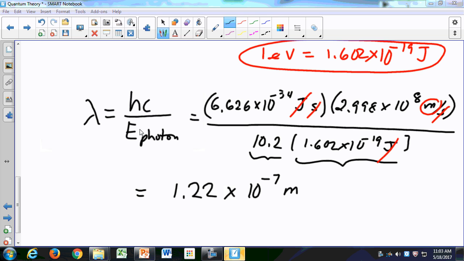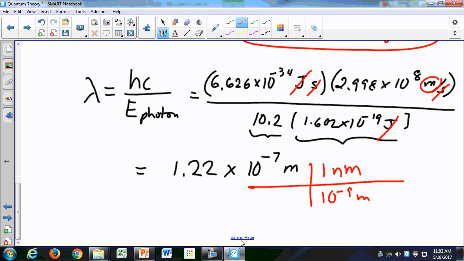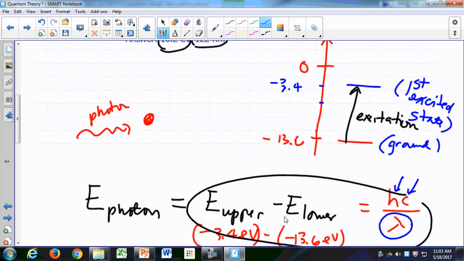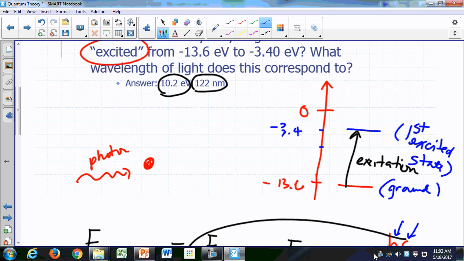And we can change that to nanometers. What's the conversion? 1 nanometer is 10 to the negative 9 meter. Nano means 10 to the negative 9. And this gives us an answer of 122 nanometers. So that would be light in the ultraviolet region, so you can't actually see that light. Conversely, if a hydrogen atom goes from the first excited state to the ground state, it's going to produce ultraviolet light, which you're not going to see because it's not visible to you.